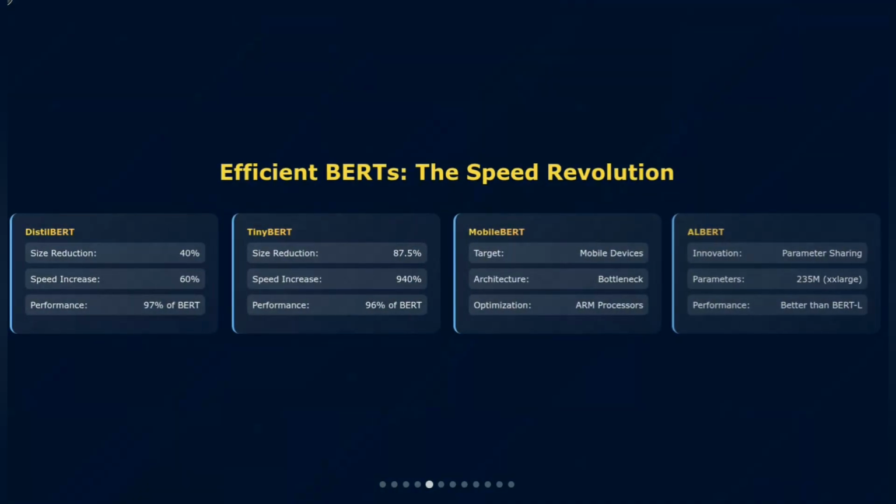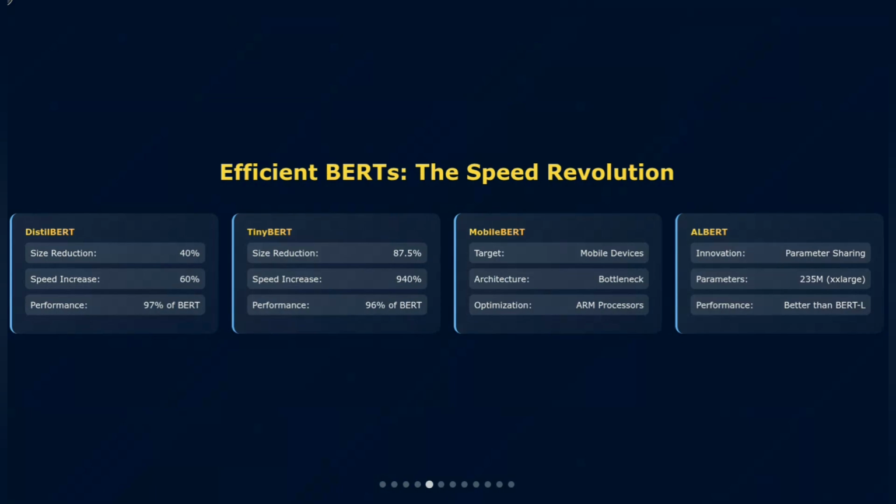Now, let's explore the efficient BERTs, the variants that made BERT practical for real-world production systems. DistilBERT pioneered knowledge distillation for BERT. The process is fascinating. They train a smaller student network to mimic the behavior of the larger teacher BERT model.